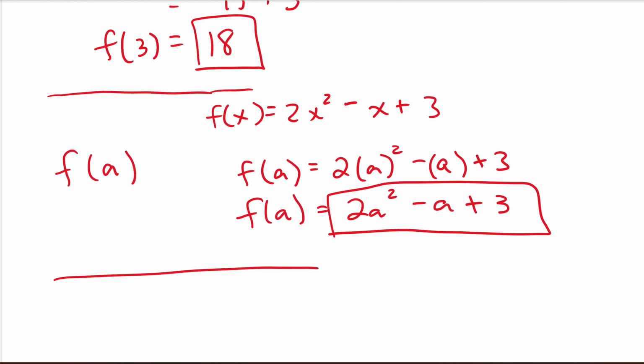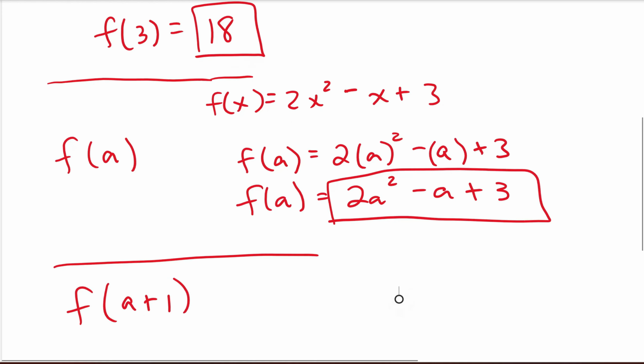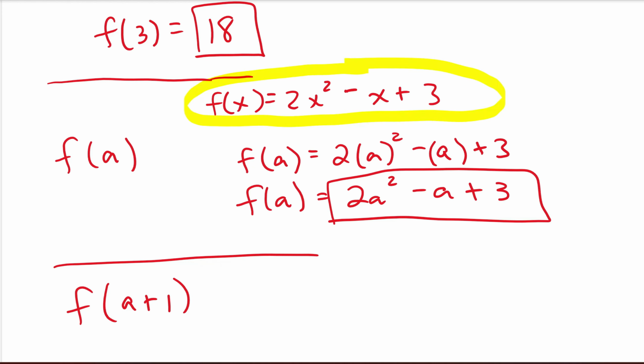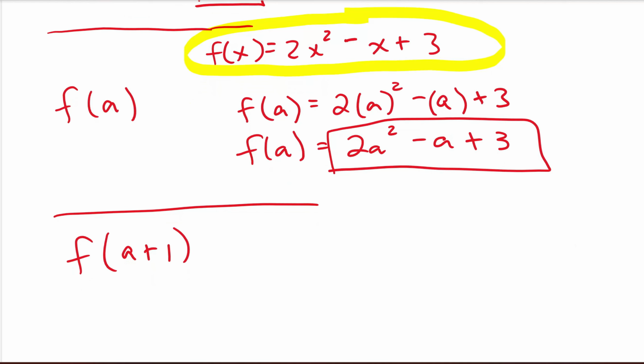The next one I want to do, we're using the same function, 2x squared minus x plus 3. So same function. I'm just going to refer to this function every time. So if you have that written down on the side, that's good, so I won't have to rewrite it.